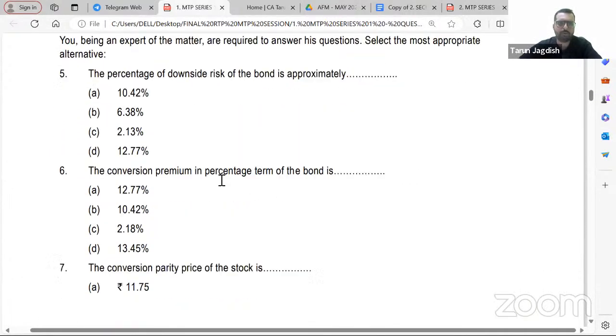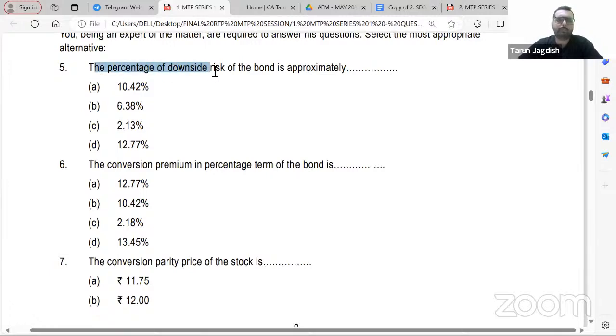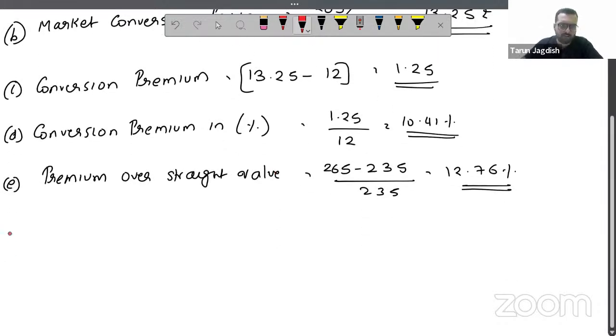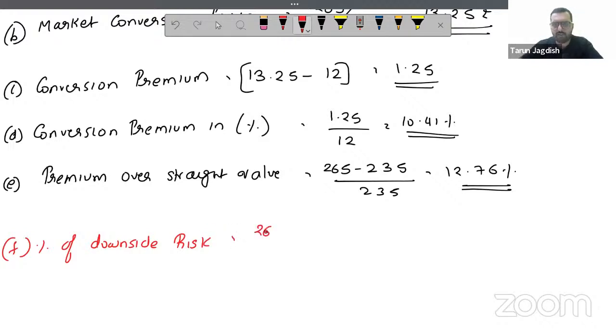Now we are doing case scenario number 2. So friends, let us read the first requirement. Percentage of downside risk of the bond. Friends, percentage of downside risk is another name for premium over straight value, but it is done in a different way. So I'll just put it over here. Percentage of downside risk. That would be 265 minus 235 from 265. You get 30 divided by 265. You'll get the answer as 11.32%.